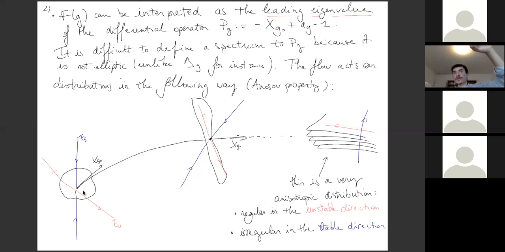And then since your manifold has topology, of course, these lines, at some point, are going to come back here, etc. And what you get in the end, if you let the time go to plus infinity, is a probability distribution that has a very strong geometric structure in layers like this. And what you can observe is that the layers are parallel to the unstable direction. In other words, this probability distribution is very irregular in the stable direction, so in the blue direction there, and very regular in the red direction. So that's what we call an anisotropic distribution.